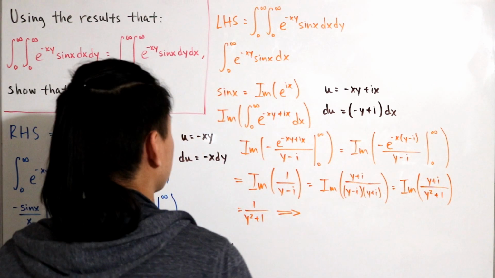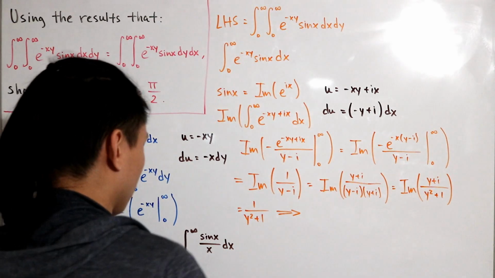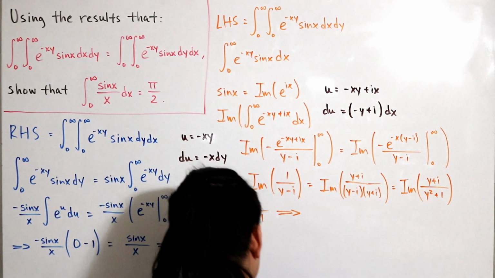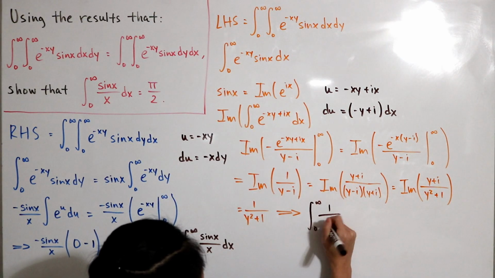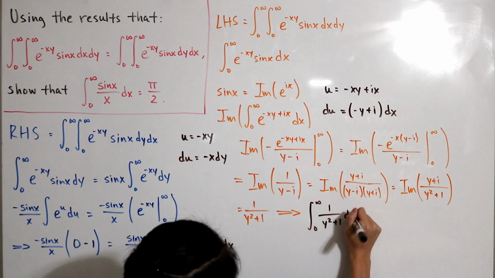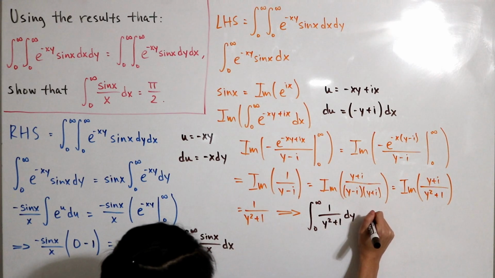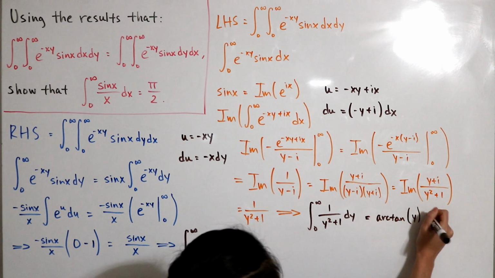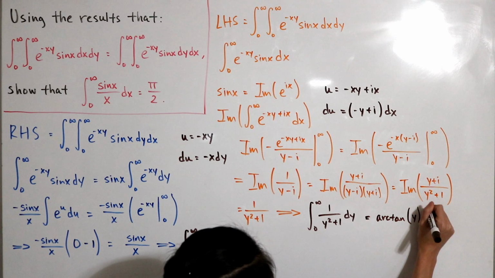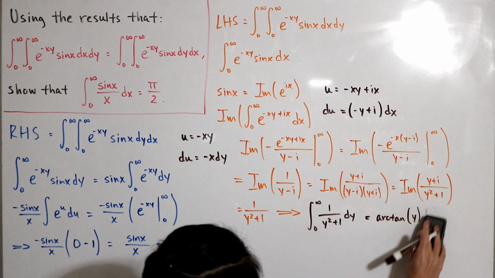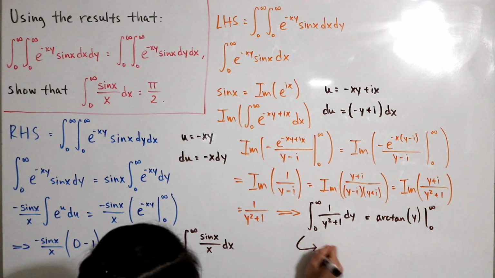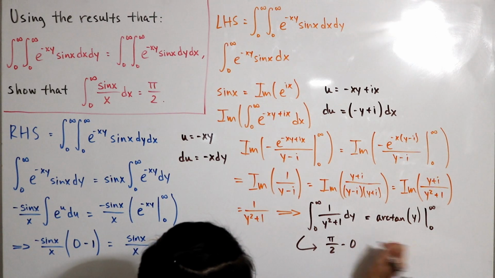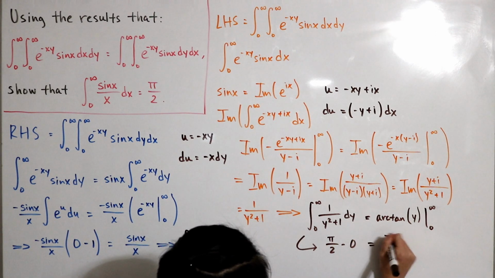So we can come to the conclusion that the left-hand side, so far we have shown, is just equal to the improper integral from 0 to infinity of 1 divided by y squared plus 1 dy. That's an easy antiderivative to see, it's just arctangent of y, evaluated from 0 to infinity. Simple computation from here, because arctan of infinity is pi over 2, and then subtracting arctan of 0, that's 0, so it's just pi over 2.